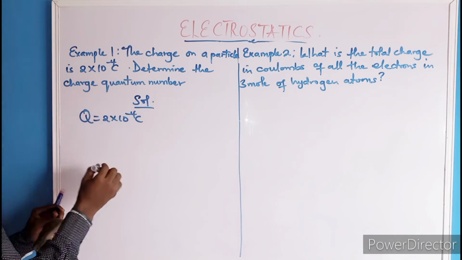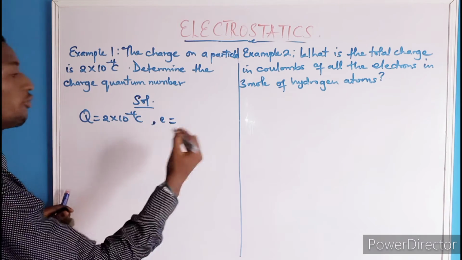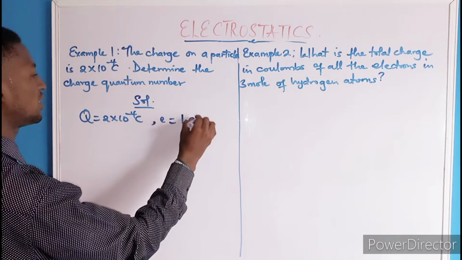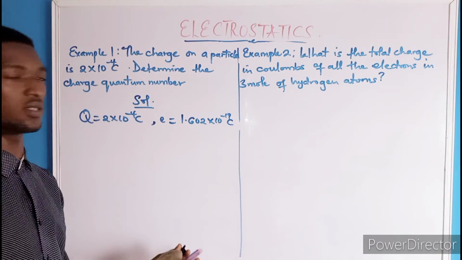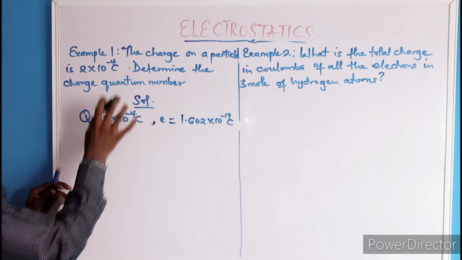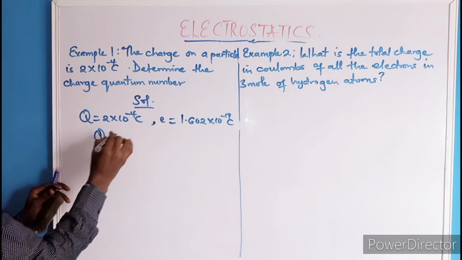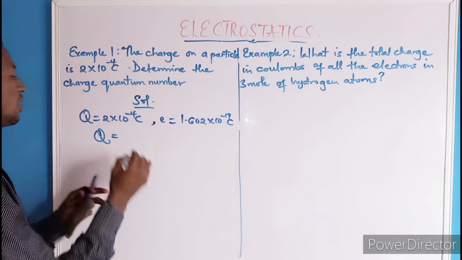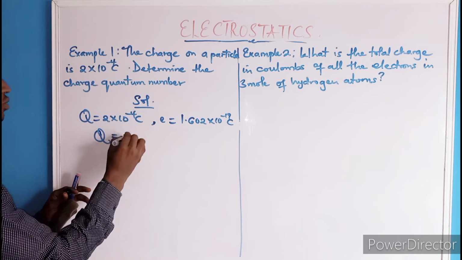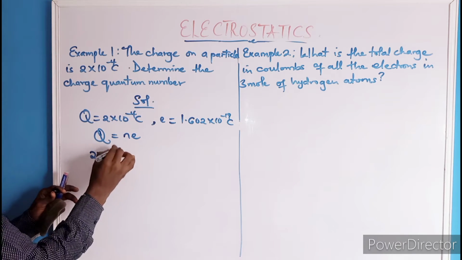And here, you always have it that the charge of electron or charge of proton is said to be 1.602 times 10 raised to the power minus 19 coulomb. Please do not forget this. So here, to get the quantum number, we can say that using the formula related to the quantization of charges, our Q is equal to Ne. The value of Q is 2 times 10 raised to the power minus 4.